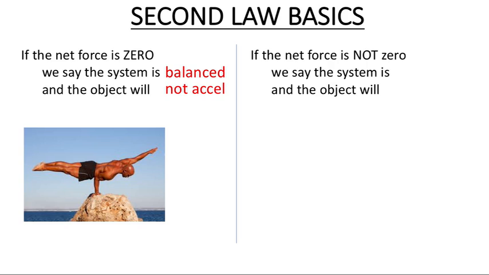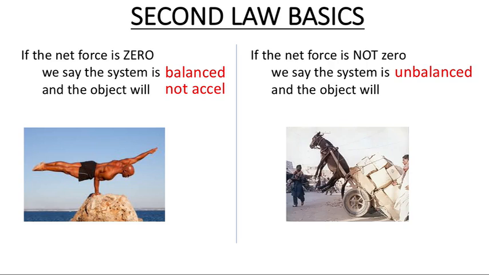Today, we're going to look at what happens if the net force is not 0. If it's not 0, we say the system is unbalanced. Look at this poor donkey on his unbalanced cart. We know that a system is unbalanced because the object will accelerate. In other words, the velocity of the object will change. It's going to speed up, slow down, or turn.